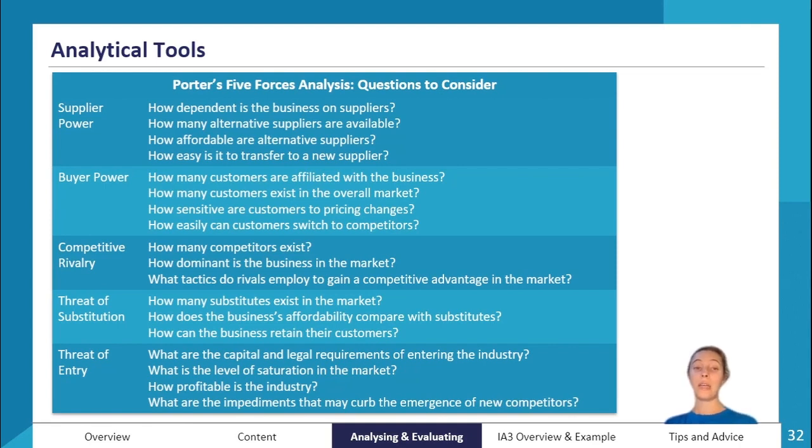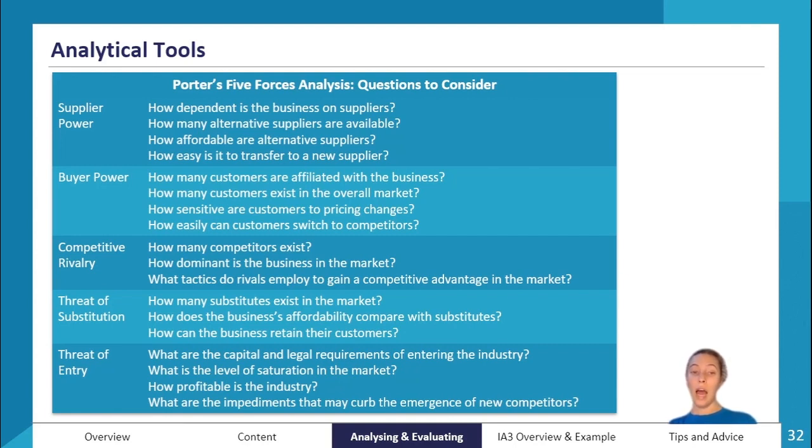And then how easily can those customers switch to competitors? Again, this factors into the threat of substitution as well. That's the basis of that one. So competitive rivalry, how many competitors exist? You can have a duopoly, for example, where you've only got two big businesses that dominate in the market. For example, Qantas and Virgin. How dominant is the business in the market? And what tactics are those rivals employing to get that competitive advantage?